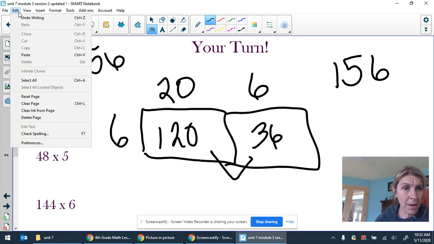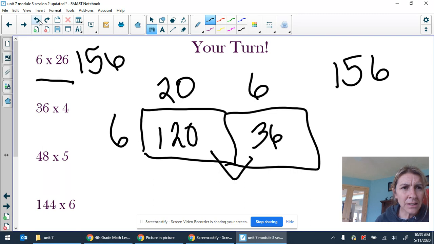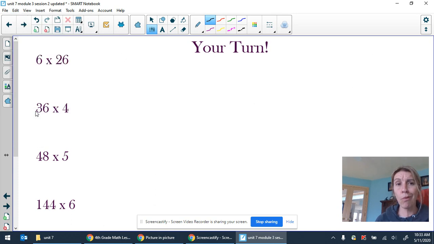I'm actually gonna clear the page. No, I don't want to do that. I just want to clear the ink. Clear ink from page. Whoops. Okay, now 36 times 4. Hopefully you paused it. Here we go.